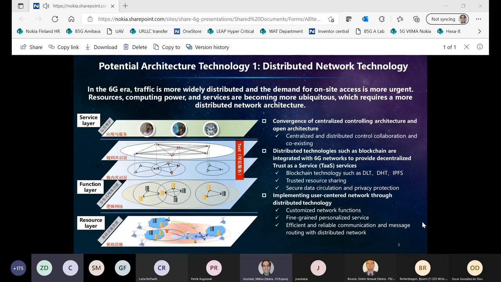First is the potential architecture technology. 6G services will become more ubiquitous, so the network architecture needs to support a more distributed network. Except for the collaboration of centralized and distributed we mentioned before, we can consider integrating distributed technologies such as blockchain with the 6G network to provide decentralized TaaS services, which is trust as a service, and also use distributed technology to implement a user-centered network to provide fine-grained personalized services.